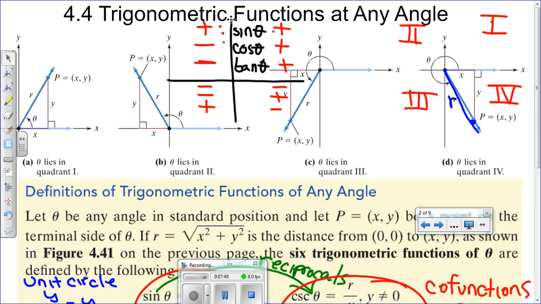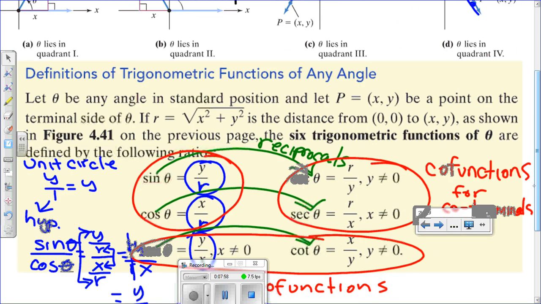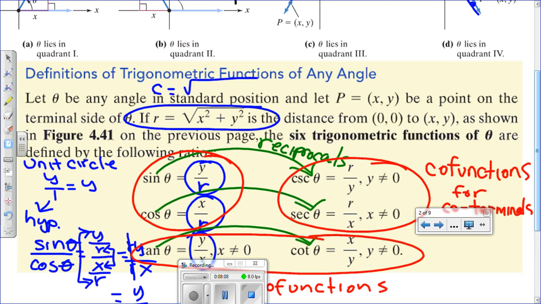Don't ever forget it. We're going to be drawing it again and again. Okay. By the way, how are we going to find r if it's not 1 anymore? We're going to find it using this formula, which is nothing more than the Pythagorean theorem. Instead of c as the square root of a squared plus b squared, we're just changing our variables to r, x, and y.